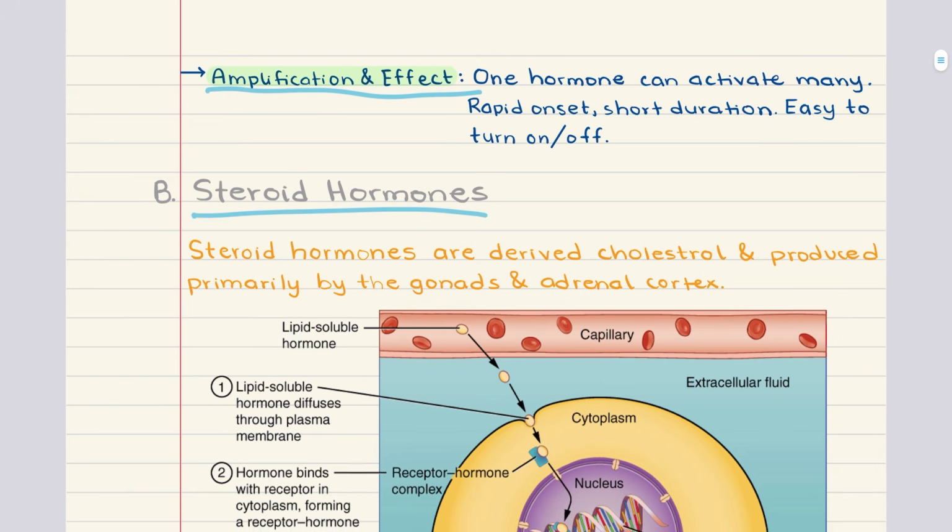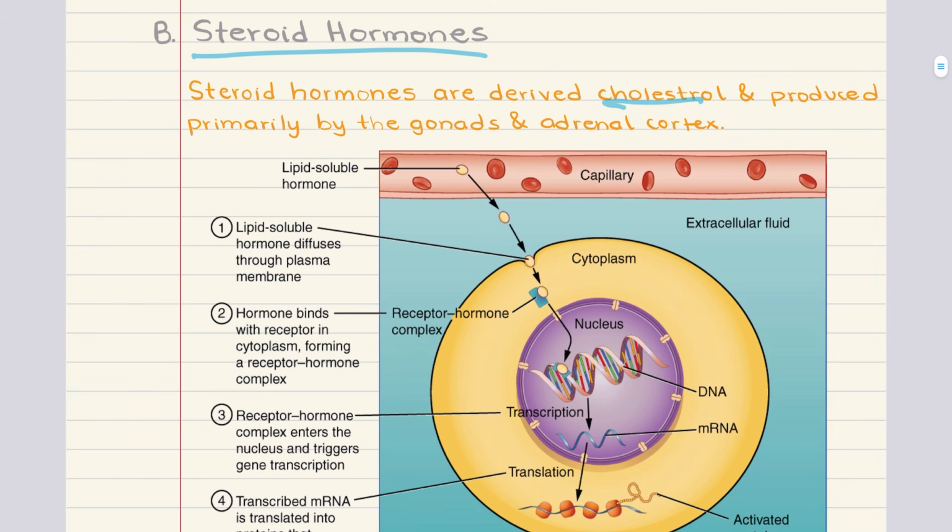Steroid hormones are derived from cholesterol, and they're primarily produced by the gonads, which include the testes and ovaries, and by the adrenal cortex.